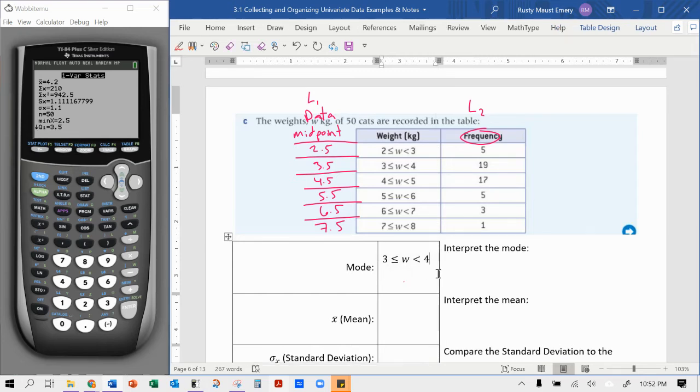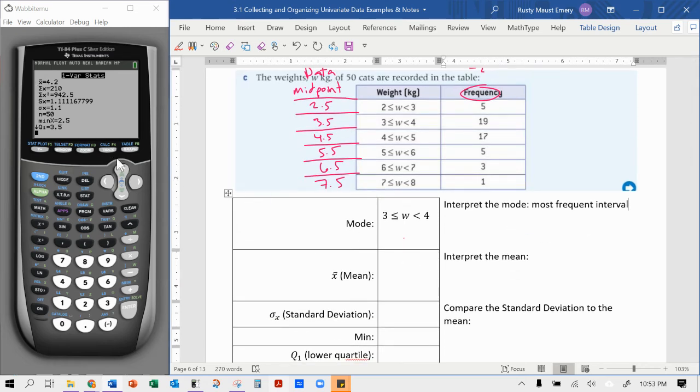Okay. It's not the midpoint, right? So the modal class is 3 to 4. The midpoint that corresponds is 3.5, but it's the interval that I list for the mode. All right, again, we've talked about the mode. It's just the most frequent data value. In this case, not data value, but interval.